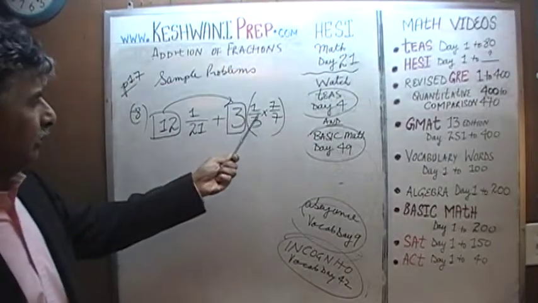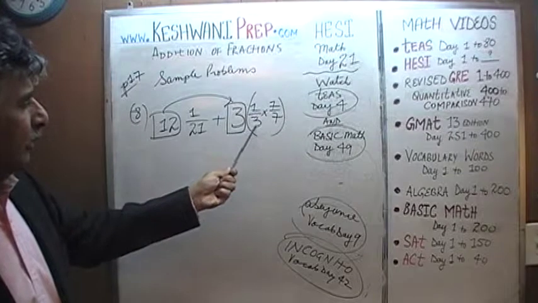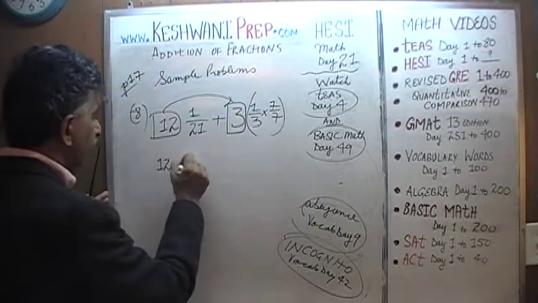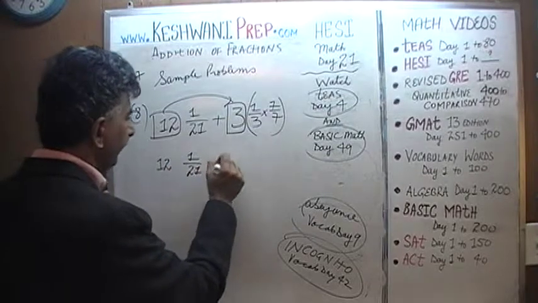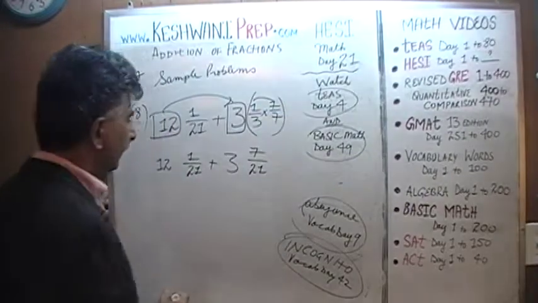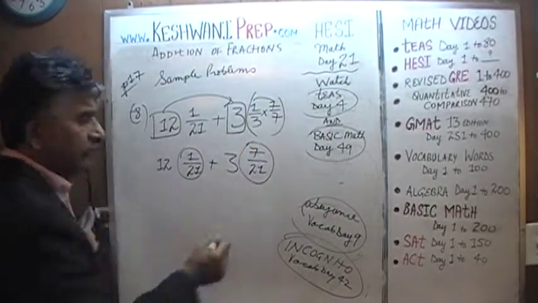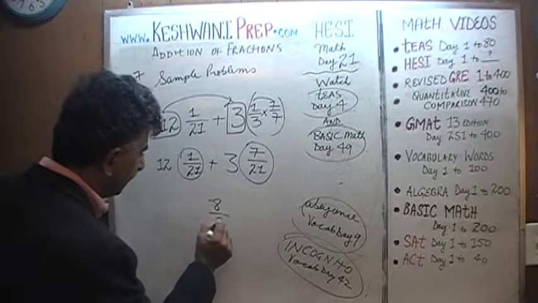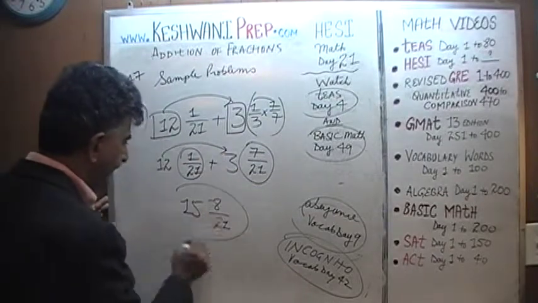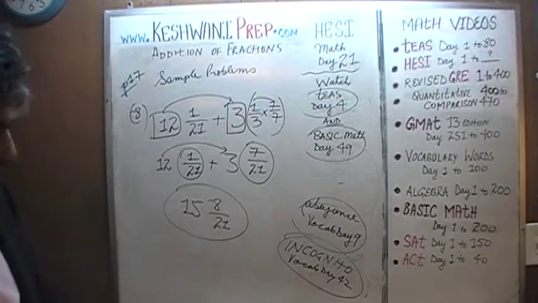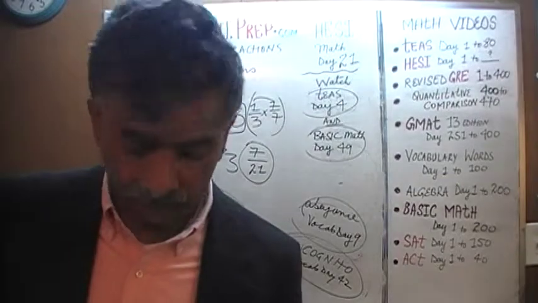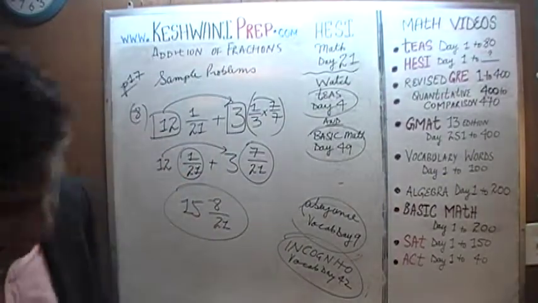There you go. So this is simply 1 times 7, which is 7, over 21. So here we have 12 and 1/21 plus 3 and 7/21. 1/21 and 7/21 is going to be 8/21, and 12 plus 3 is 15. There you go, that's it. We cannot reduce 8 and 21, so it stays like that. That's your final answer, 15 and 8/21. Let's do number 9, the penultimate one.